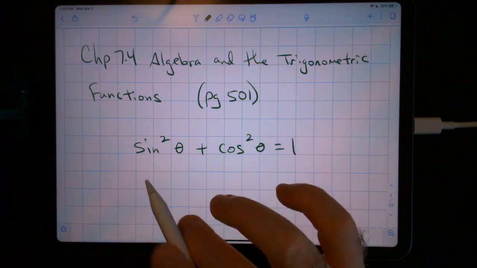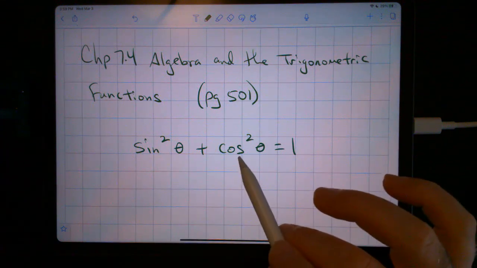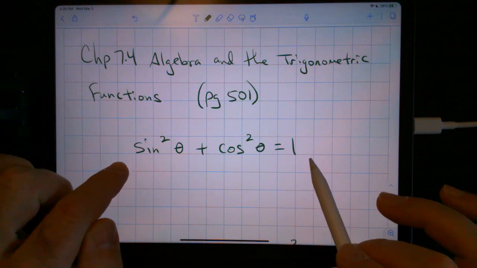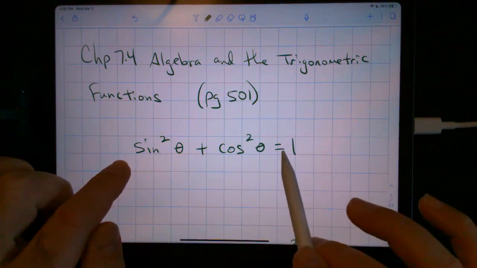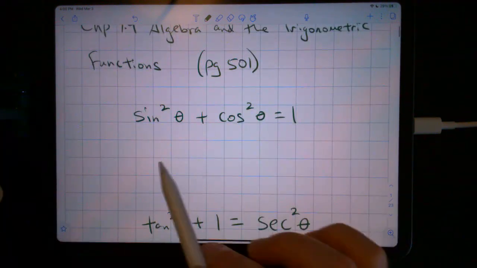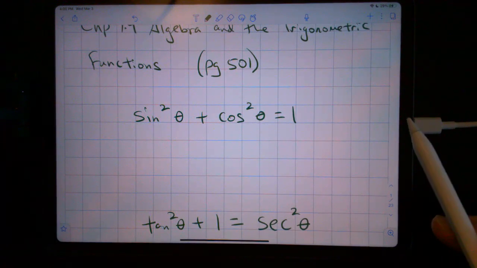So again, sine squared theta plus cosine squared theta equals 1. That's an identity that I covered earlier. Notice this is an equation, so whatever you do to one side of the equation, you have to do to the other side of the equation. And if you want, you can divide everything by cosine.